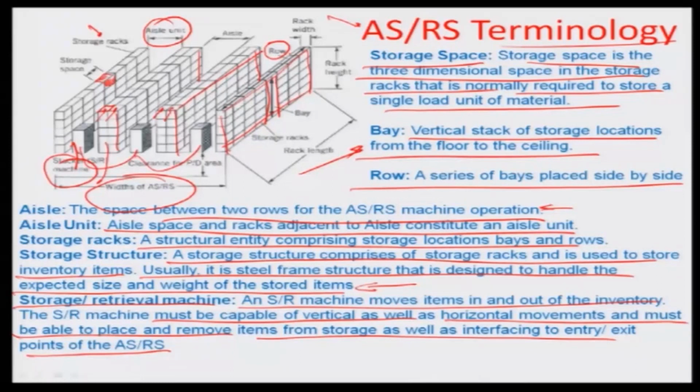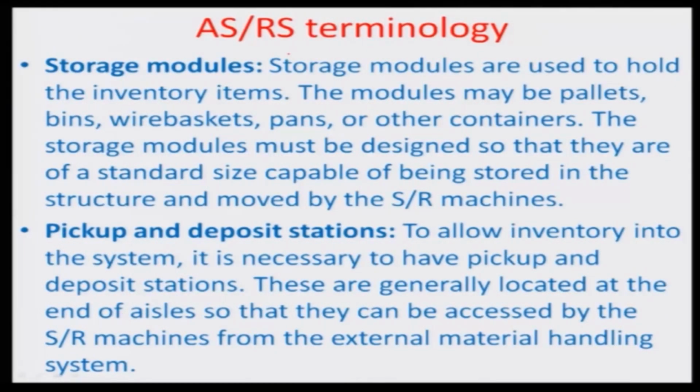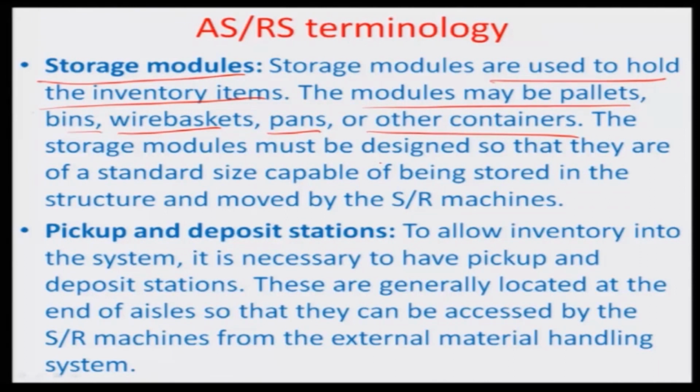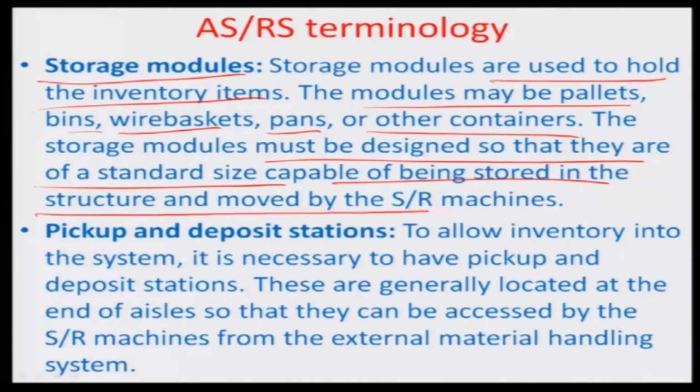So obviously the terminology used here is, first, the storage modules. The storage modules are used to hold the inventory items. The modules may be pallets, bins, wire baskets, pans and other containers. Typically the principle of design here is to make it as visible as possible, so that the basket can be seen at a glance and it can be planned what is falling short, so that it can be replaced. The storage modules must be designed so that they are of standard size, capable of being stored in the structure and moved by the SR machines. So these pallets are very particular to the dimension.